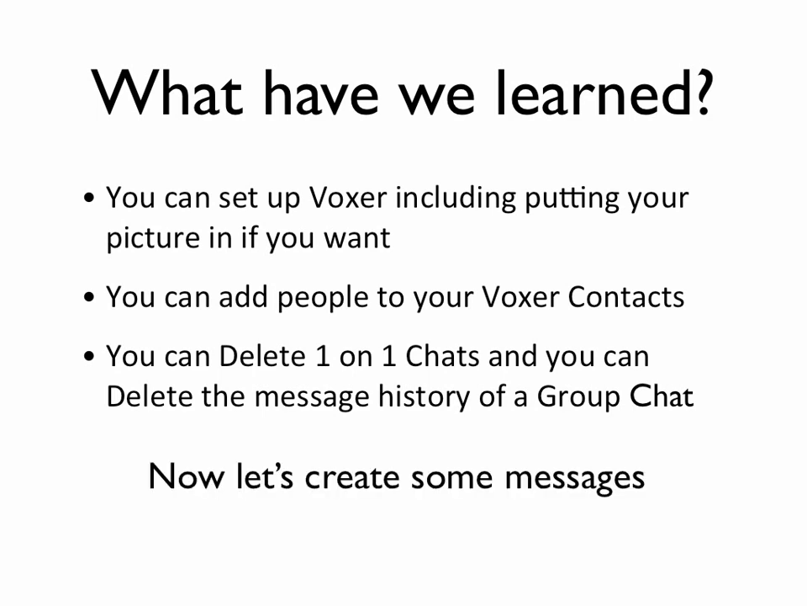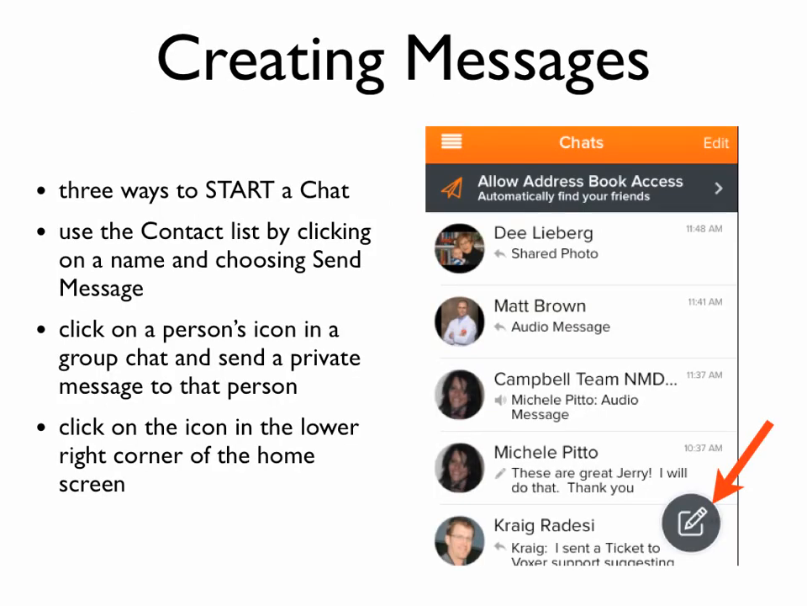We'll talk about, oh, no, you probably want to know how to create messages. So there are 3 ways to start a chat or a message. One, first you can use the contact list, click on a name and choosing the send message option. Second, you can click on a person's icon in a group chat and send a private message to that person.